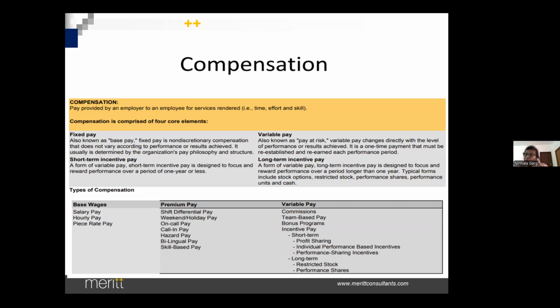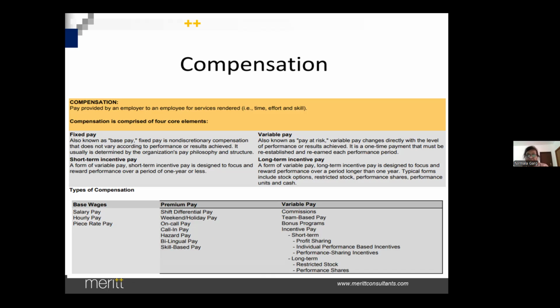Depending on whether you're a startup, a mature organization, a manufacturing organization, a high performance organization, or depending on the culture, you can have your variable pay in a different way, right? And there is a list of variable pays here. What kind of variable pay will you have? Is it commission, team based, individual, bonus program, incentives? If it is a high retention strategy, then you will have long term incentives, right? And if you want just a high performance culture, then you may have just short term incentives.